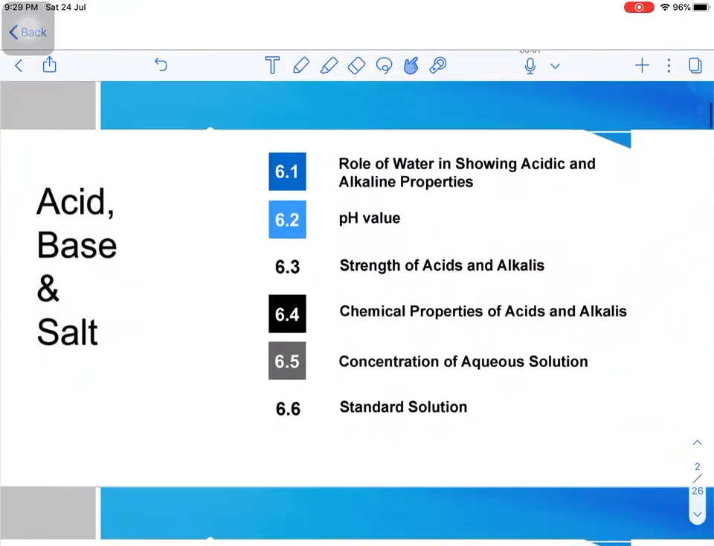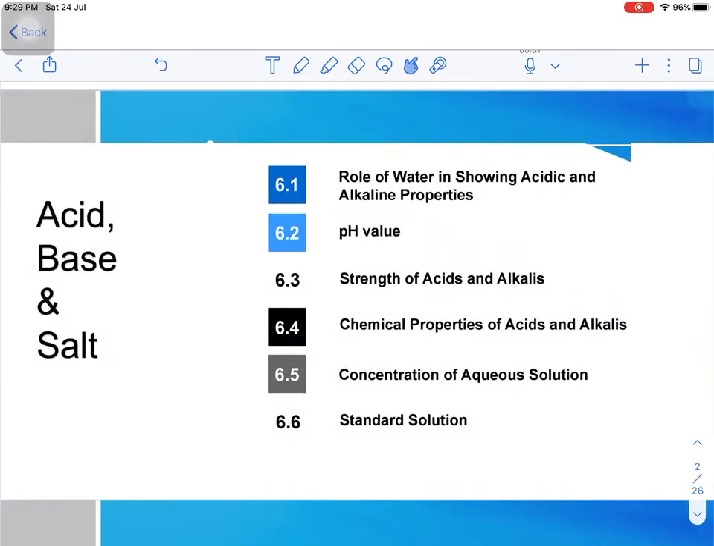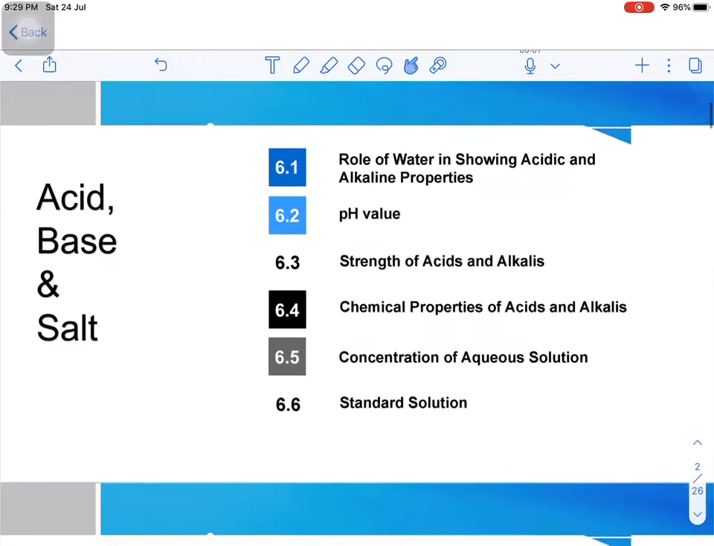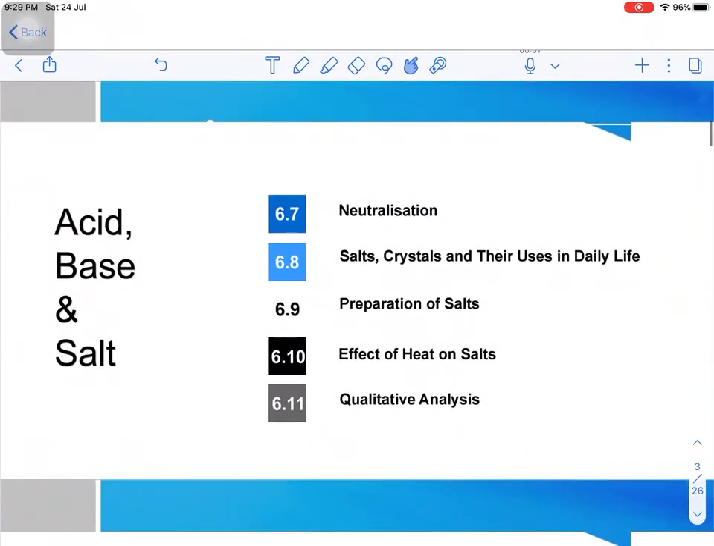Okay, next. What you will learn in this chapter, the first subtopic is the role of water in showing acidic and alkaline properties. And then 6.2, you will learn about pH value. Then you will learn 6.3, the strength of acid and alkalis. 6.4, chemical properties of acid and alkalis. 6.5, concentrations of aqueous solution. And 6.6, standard solution, how to make a standard solution. Then you will go through 6.7, which is neutralization.